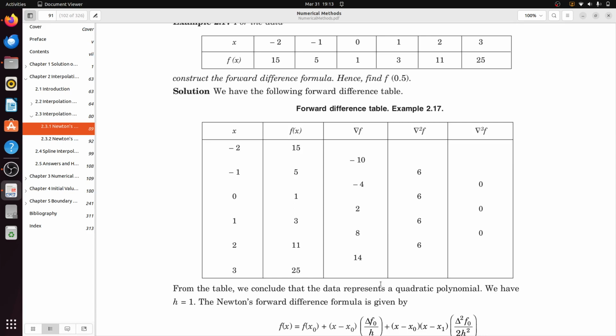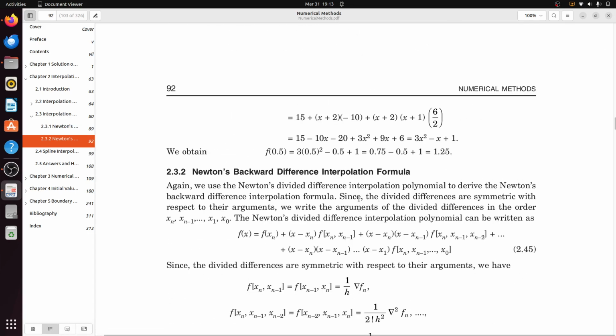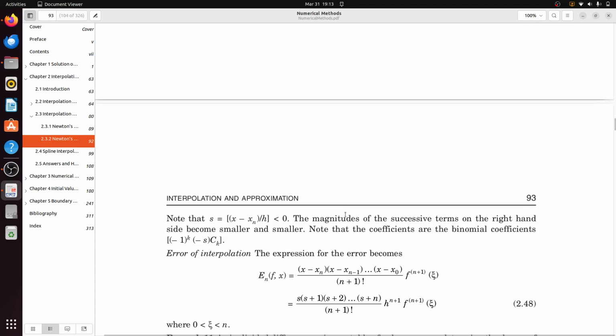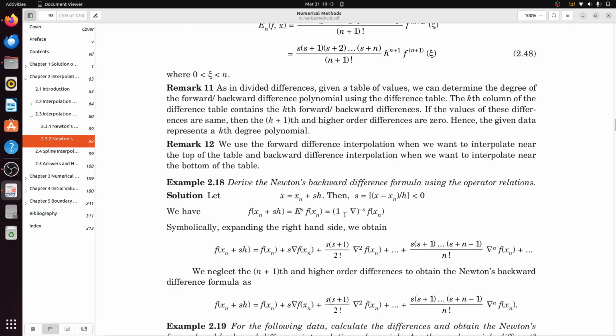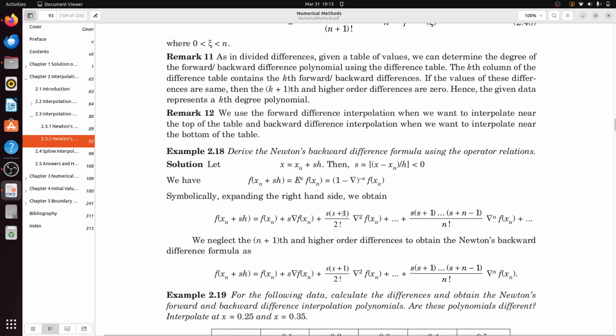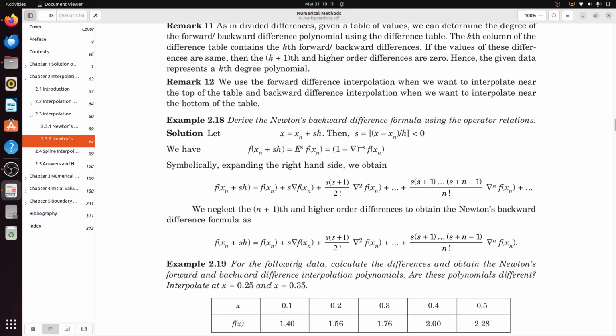Same answer, sir. 1.25. Same answer. Okay, yes, sir, very good. Now we are giving one more problem. Next, after discussing this Newton forward and backward, we will move to the trapezoidal rule and Simpson's one-third rule for numerical integration.